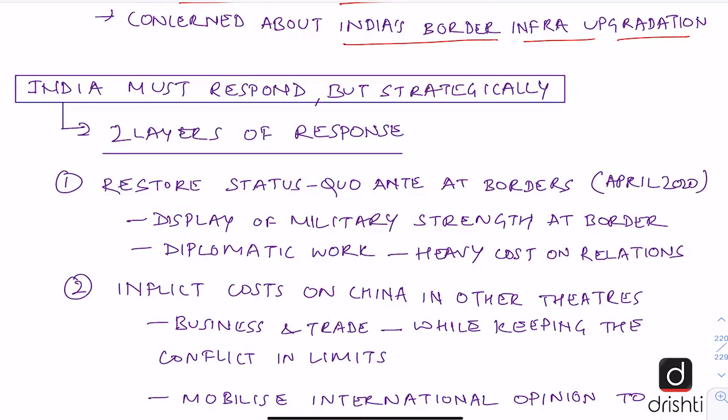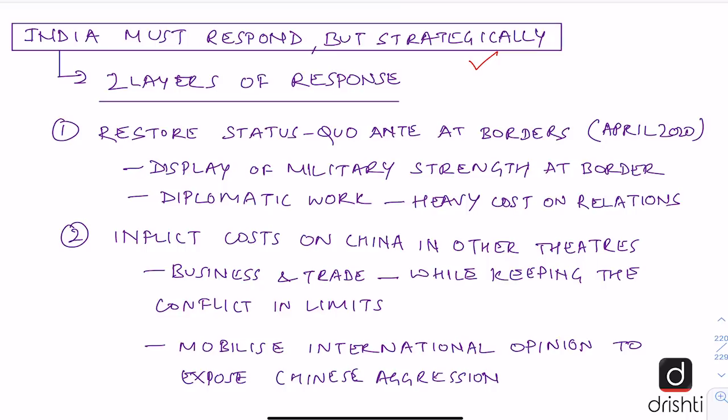Now India must also respond to the Chinese threat, but it must do it strategically and not emotionally. First of all, India should make sure that the status quo ante is restored at the borders. And for this, India has to display both military strength at the border, and also use diplomacy to make China understand that there will be a heavy cost on the relations between the two countries, impinging on all spheres. Also, India must try to inflict costs on China in other theaters like business and trade. But at the same time, India also has to make sure that these conflicts remain within limits. So it has to be done strategically.